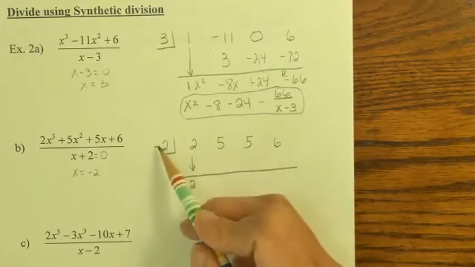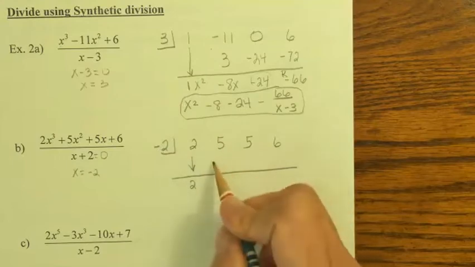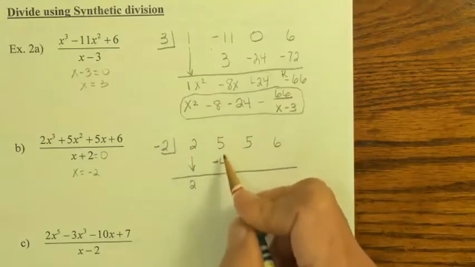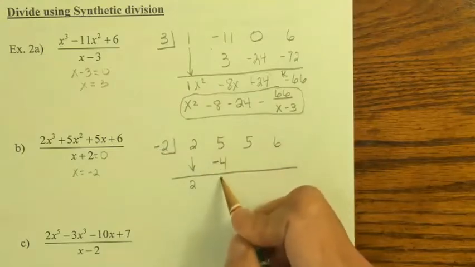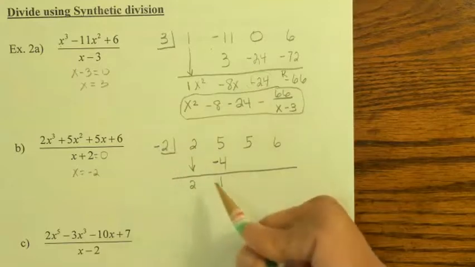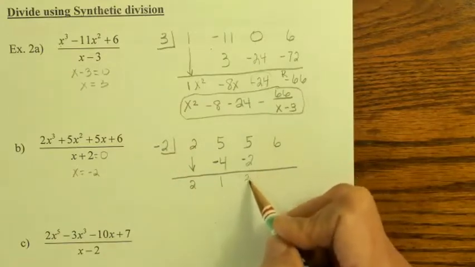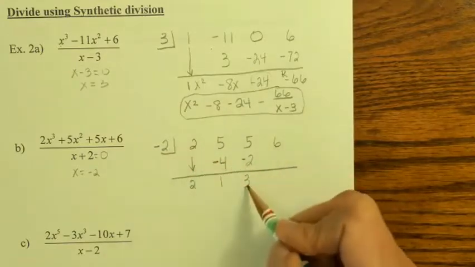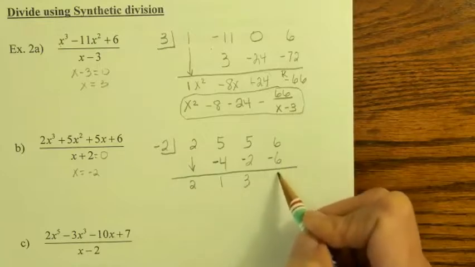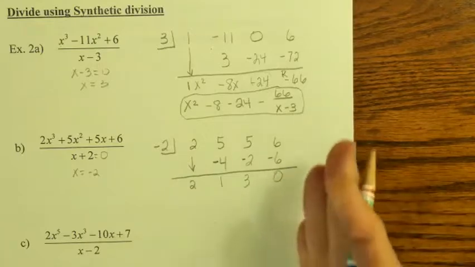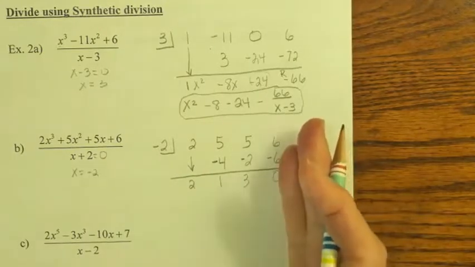And then we start multiplying. Negative 2 times 2 is negative 4. Add. 5 plus a negative 4 is 1. Negative 2 times 1 is negative 2. Add these. You get 3. Negative 2 times 3 is negative 6. Add these. 0.